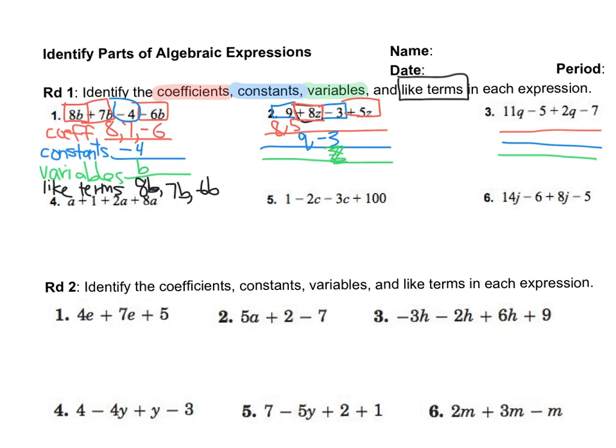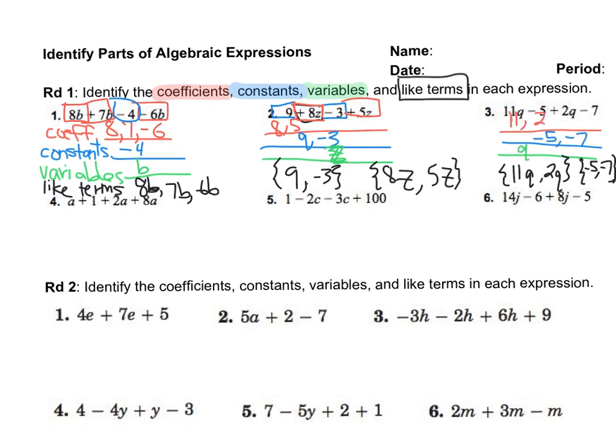It's kind of hard to see it. It's a letter z. Okay, and let's do our like terms. We have our constants. Those are a group of like terms, 9 and negative 3. And the other group of like terms would be positive 8z and 5z. Let's close that bracket. Okay, all right, on the last one, I'm just going to list those for you, and y'all can catch up on this one. Okay, so there's our coefficients, constants, variables, and like terms.